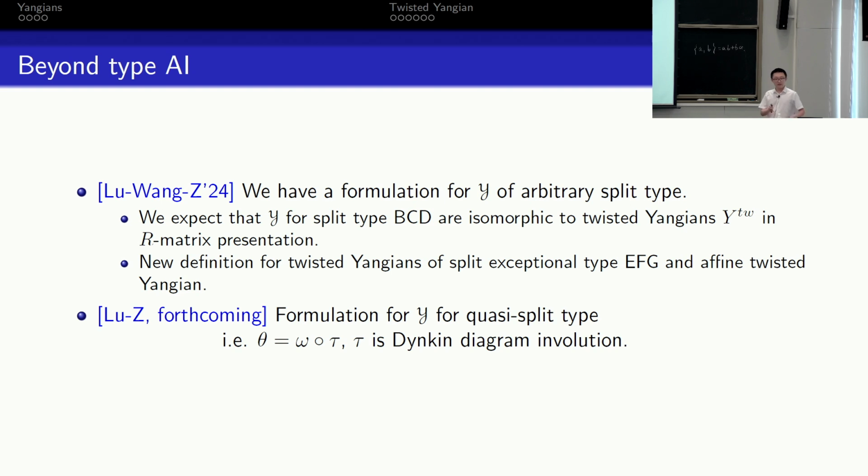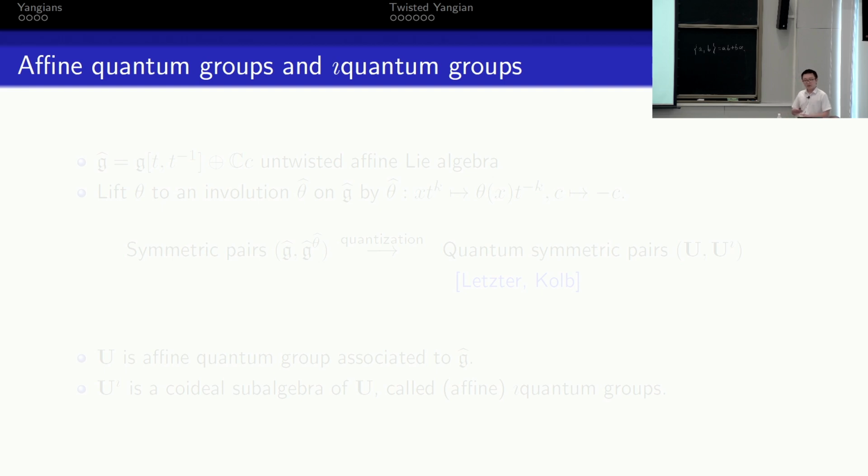And this is for the split type. In a forthcoming paper, we will have a formulation for the quasi-split type. Quasi-split means we consider an involution of this type, a Chevalley involution composed with a Dynkin diagram involution. If tau is the identity, then you go back to the split type here. Okay. So now I will explain how we obtained it.